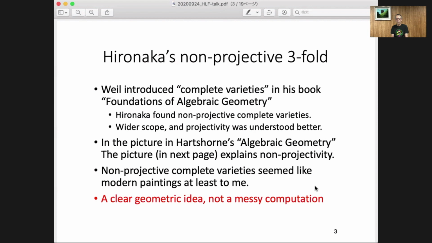Before that, I learned algebraic geometry from Andre Weil's Foundations of Algebraic Geometry. This is a much older generation, but still I learned it that way. And he introduced complete varieties. Before that, everyone was working on projective varieties. Everything is put in some projective space. And they introduced complete varieties, which may or may not be projective. And I was curious, what are complete varieties? It's not projective. So I asked Hironaka, and he drew some simple pictures.